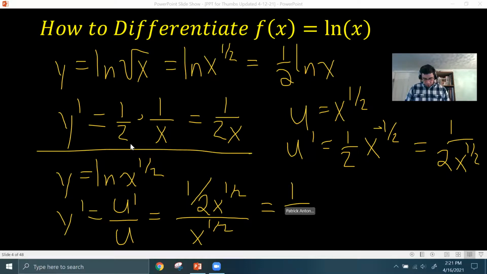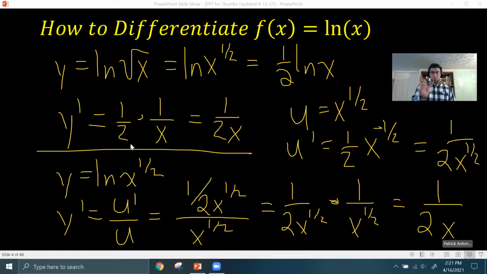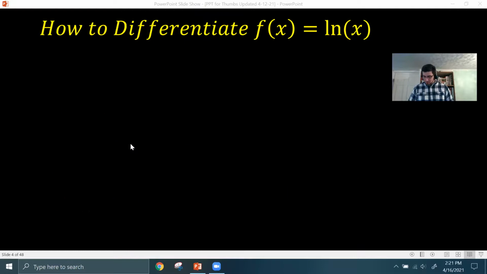So 1 over 2x to the 1/2 times 1 over x to the 1/2. And guess what that gives you? 1 over 2x. Because when you multiply like bases with exponents, you add them, and half and half makes 1, so the new exponent will be 1, and you get 1 over 2x again. Bam! Like it, don't you? That's pretty cool. Okay, 2 more. I want to do one with product and one with quotient.